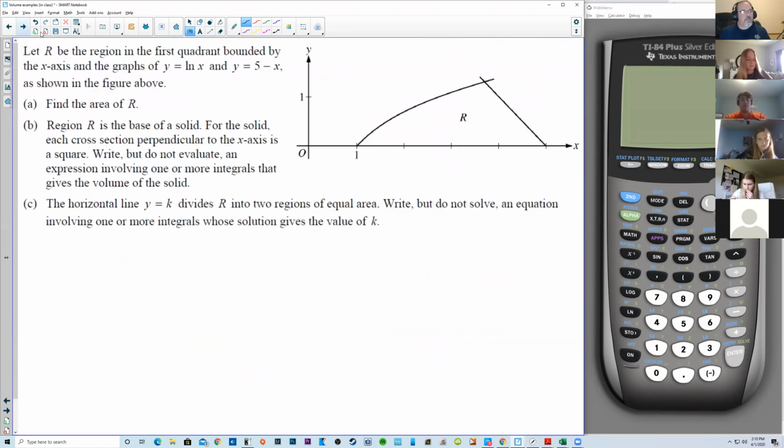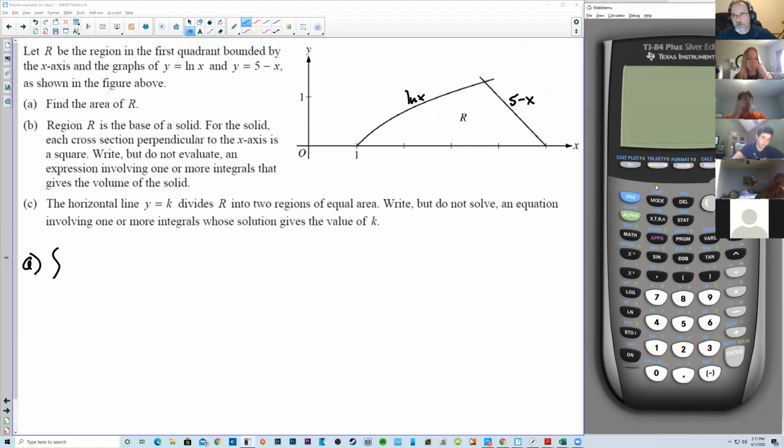Let R be the region in the first quadrant bounded by the x-axis and the graphs of y equals natural log of x. So here's the natural log of x. And then y equals 5 minus x. So that piece is 5 minus x. Find the area of R. We're going to do this in 2 different ways. So we're going to do the integral. Well, here's what we got to do first. This is definitely a calculator problem.